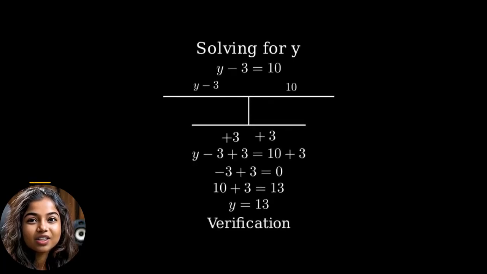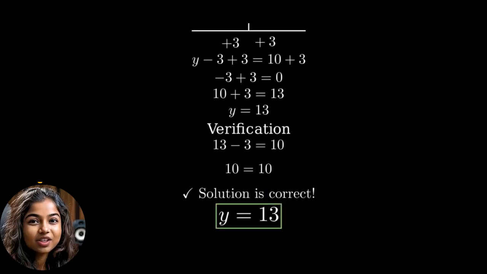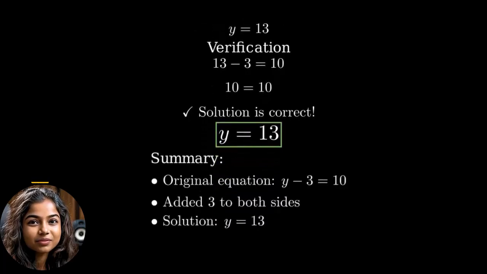Let's verify our answer by plugging 13 back into the original equation. If we substitute y equals 13 into y minus 3 equals 10, we get 13 minus 3 equals 10, which simplifies to 10 equals 10. Since this is true, we know our solution y equals 13 is correct. Therefore, the solution to the equation y minus 3 equals 10 is y equals 13.